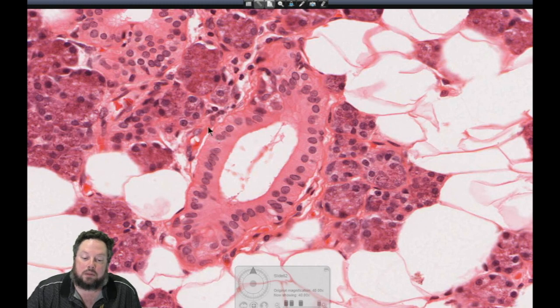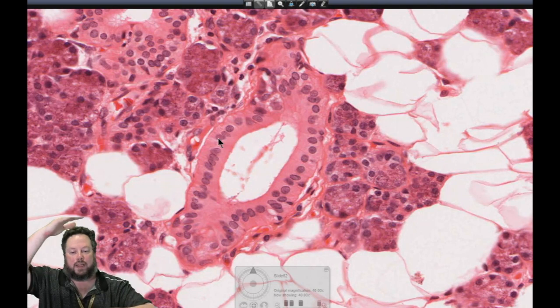Okay. Now, you might be able to make out some of these little basal striations. What these are, are basolateral membranous infoldings. What the heck does that mean? Well, if we think about a sort of a cuboidal cell.